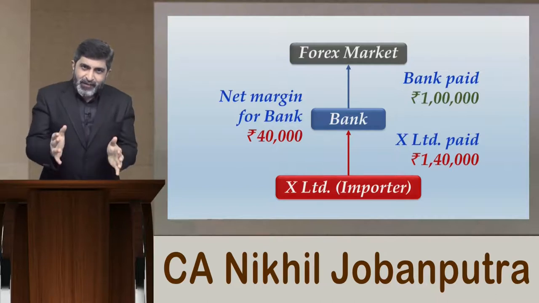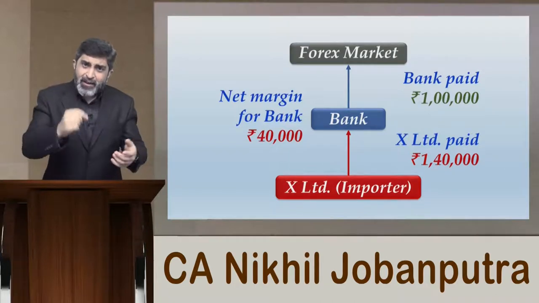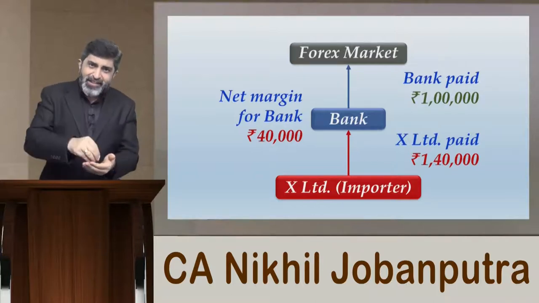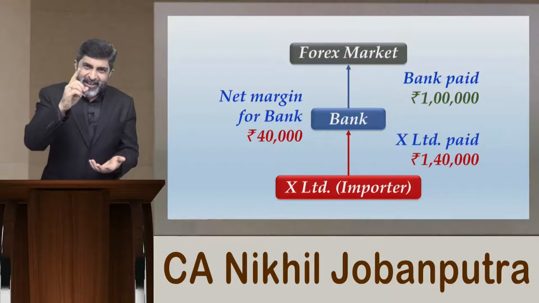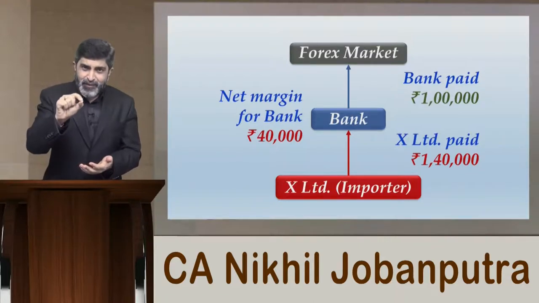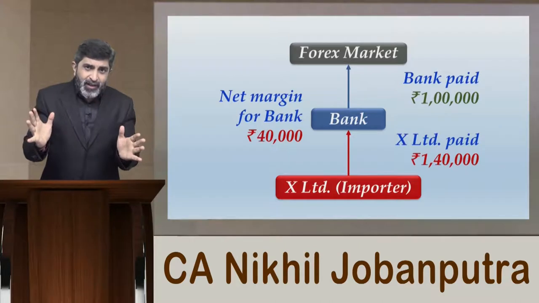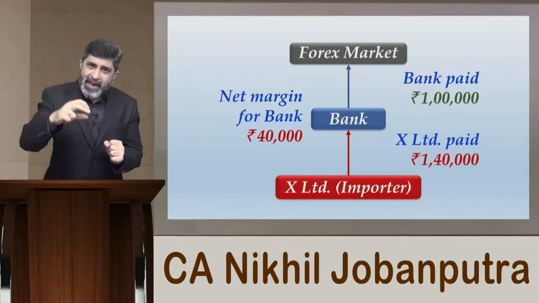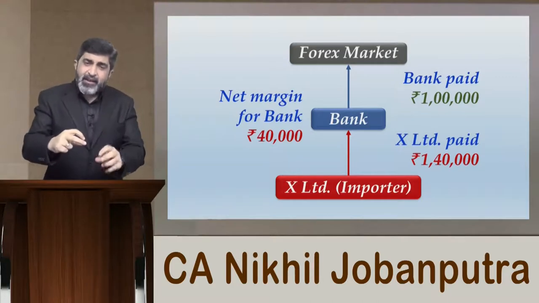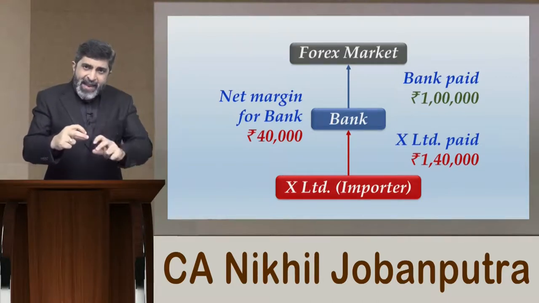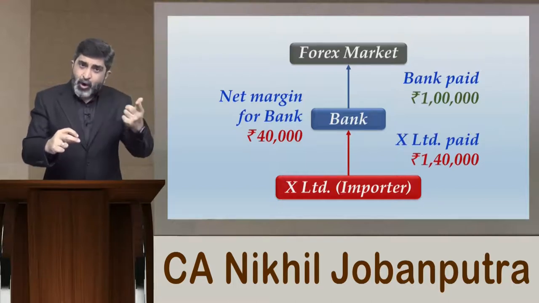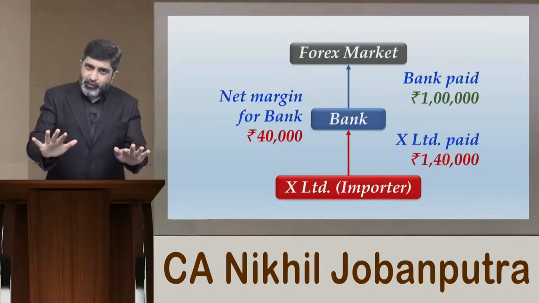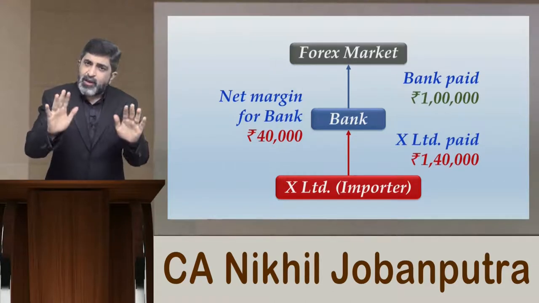So you might be wondering that, sir, all these points we have been learning right from the early stage. Why are you narrating the same story once again? Here comes the twist in the story. So what is the learning over here? What do we extract from this? X Limited had to pay 1,40,000 for cancelling its contract, and the bank had to pay 1 lakh for cancelling its contract with the forex market. The bank earned a net margin of 40,000. Now that was learned by you.